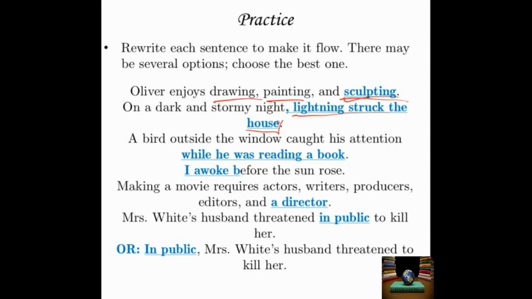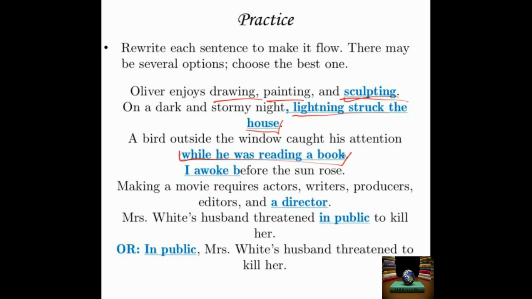Next, a bird outside the window caught his attention while he was reading a book. All right, the problem with the original sentence is it made it sound like the bird was the one doing the book reading. Birds, as far as I know, do not read books, although, of course, if you do know a bird that reads books, please get back to me. I'd like to meet this bird. But we'll assume that this is a normal bird that does not read books, so chances are it was he, the owner of the attention, who was reading the book when the bird caught that attention. So we rewrite the sentence: a bird outside the window caught his attention while he was reading a book.